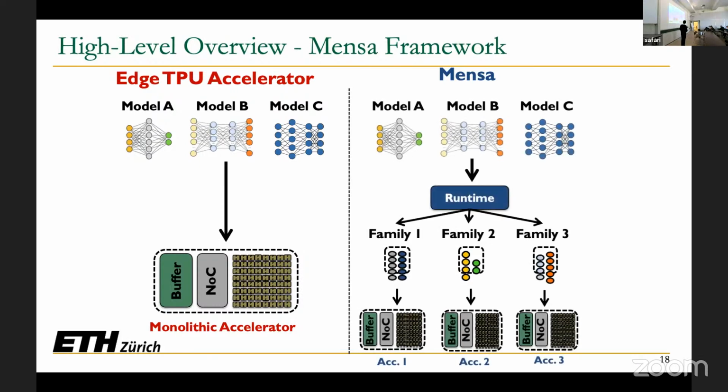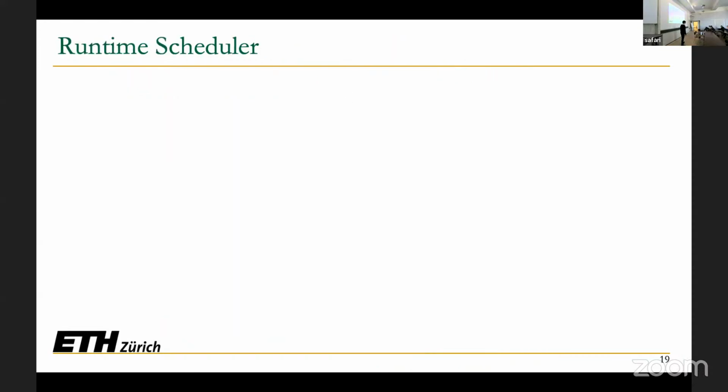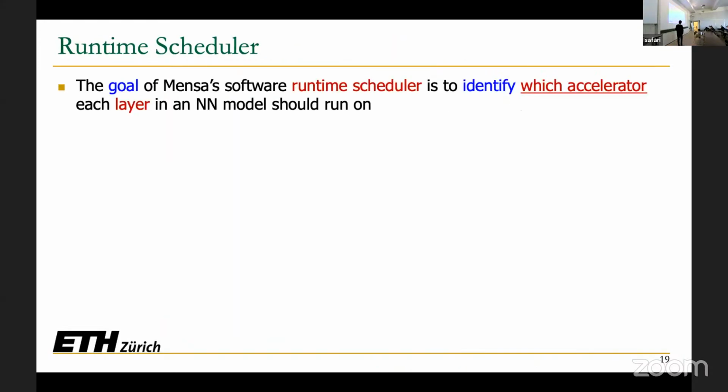And Mensa proposes this sort of design here, where instead you feed it the models, and then it goes through the runtime scheduler. The runtime scheduler will take the layers from each model and then class them into families. And then those families cater to specific accelerators. So instead of having a single accelerator, there are now multiple accelerators, and they cater to specific families of layers. The runtime scheduler's purpose is to identify which accelerator each layer in the model should run on. And each accelerator caters to specific layers.